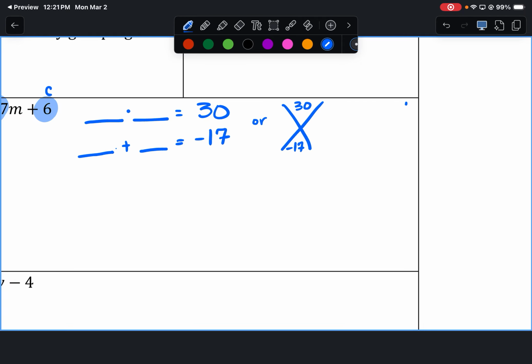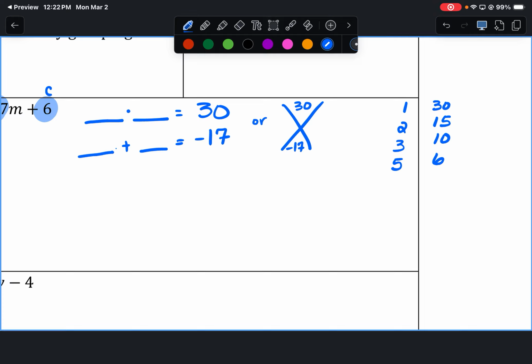So 1 times 30 gives you 30. 2 times 15. 3 times 10. Can 4 go into 30? No, so I'm going to skip that. Can 5 go into 30? How many times? 6. Okay. And once your numbers right here get really close, you're done. So we have all of our factors here.